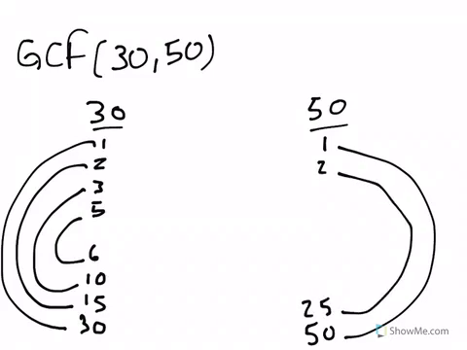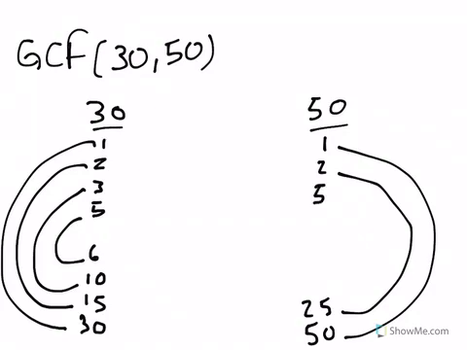3 does not go into 50 because I know 3 times 10 is 30. And then from 30 to 50 is 20, and 3 does not go into 20 evenly. 4 is not a factor of 50 because 4 times 10 is 40. 4 times 11 is 44. 4 times 12 is 48. 4 times 13 is 52. So it skips 50.